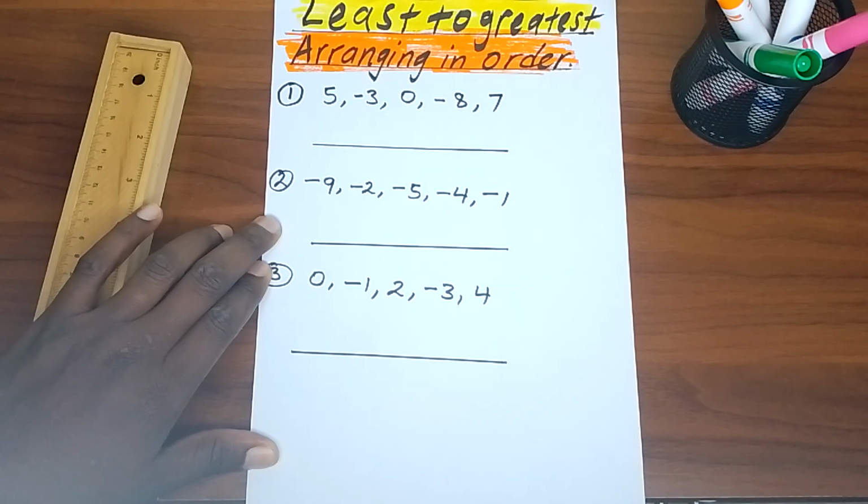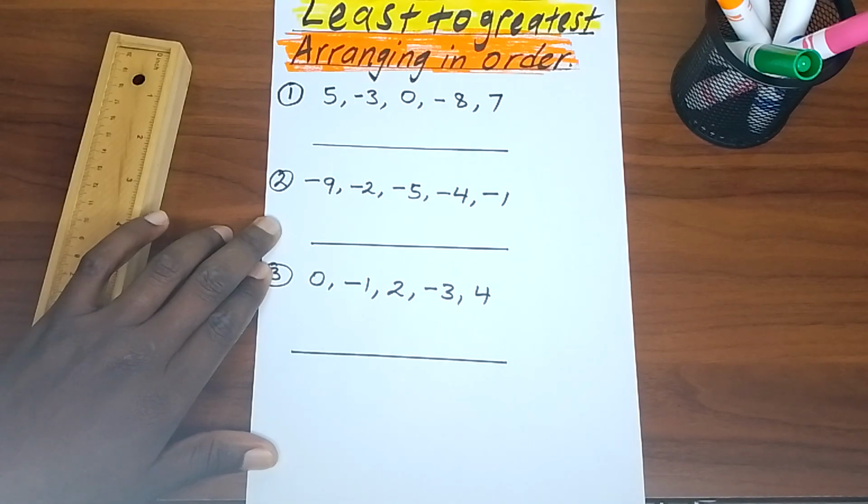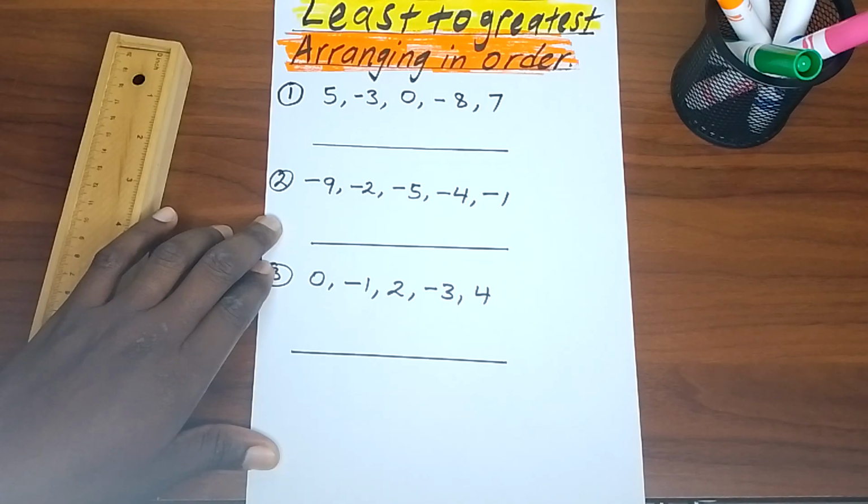This time we are looking at arranging in order, that is least to greatest. We are given a number of integers here: 5, -3, 0, -8, 7.